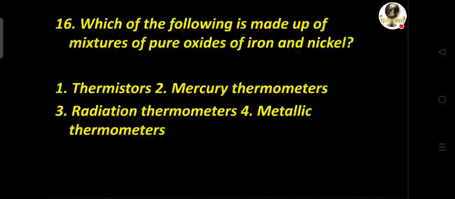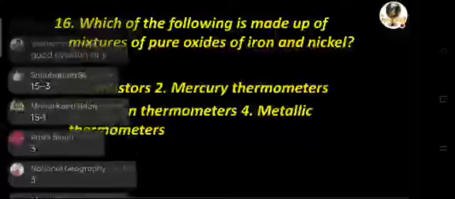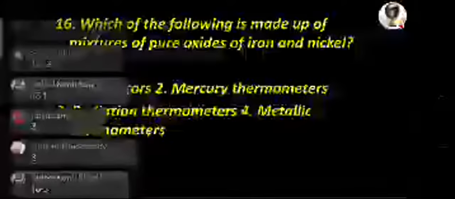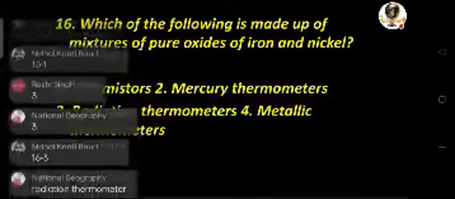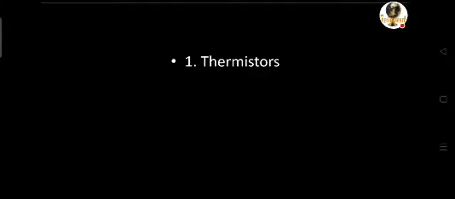There are the thermistors, mercury thermometer, radiation thermometer and metallic thermometer. Very interesting. Thermistors are semiconductors, and they exhibit a large change in resistance with a small temperature change. They are highly sensitive to small temperature changes. So the correct answer is thermistors.